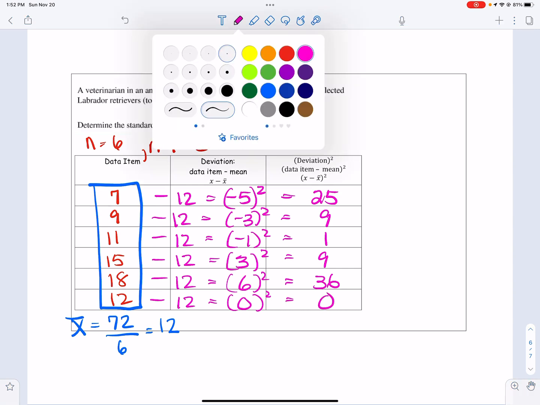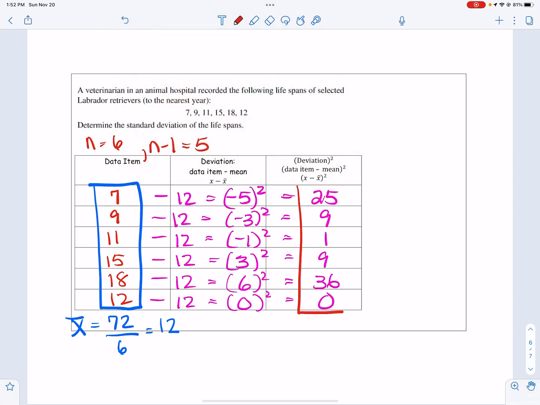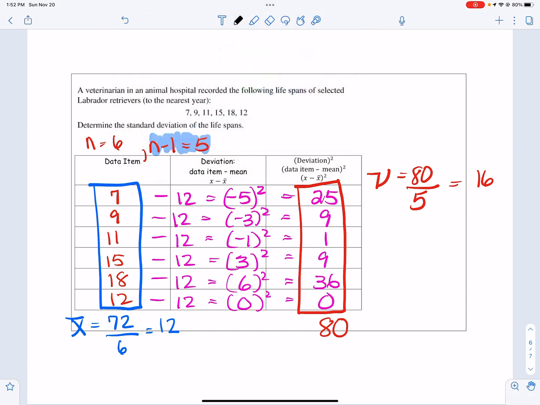So now I will add these numbers up, and that gives me 80. And then I will find the variance, which is 80 divided by 5, or n minus 1, which is right here. And that gives me a variance of 16. And so the standard deviation is the square root of 16, which is 4. And that finishes 12.4 in Math 103.